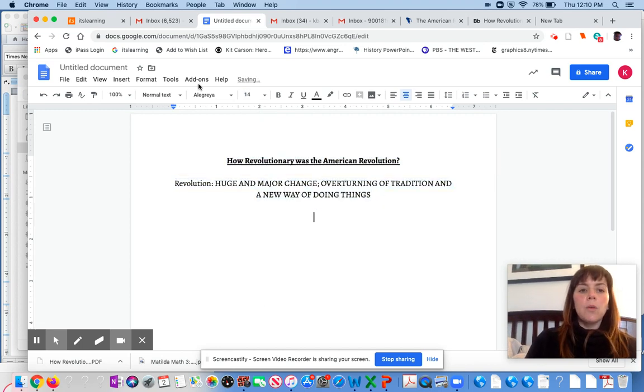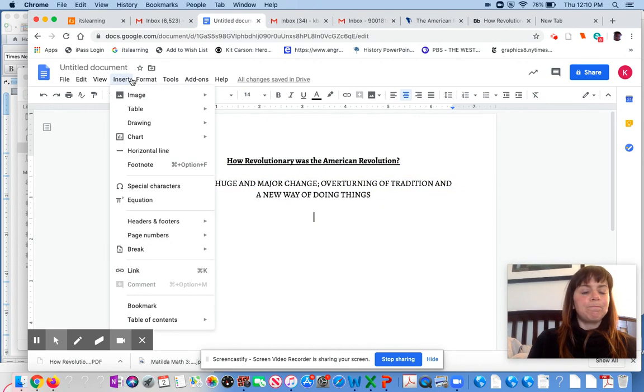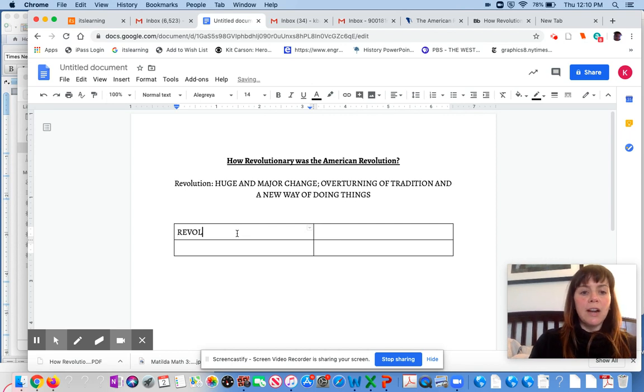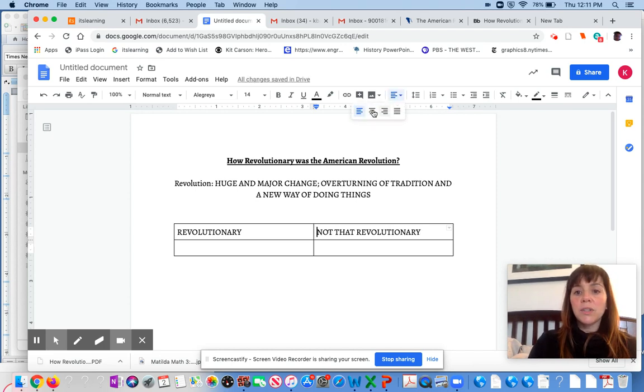Then I'm going to insert a table. We're going to put revolutionary on one side, and you'll see what I'm doing in a second. Can't spell revolutionary, there's a lot of pressure. And not revolutionary on the other. So that's kind of what you're looking for: was it revolutionary? Did it lead to a lot of change or not really?